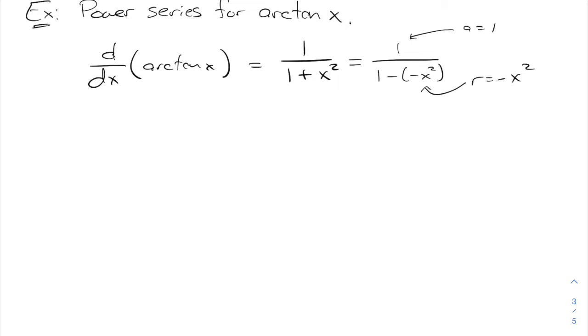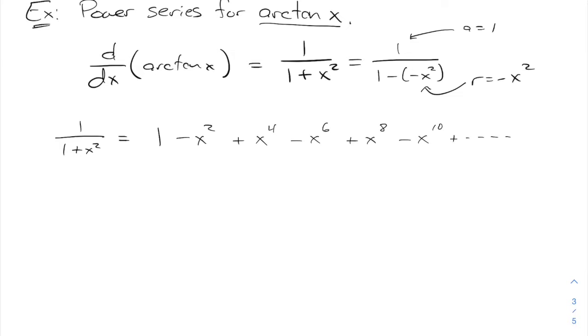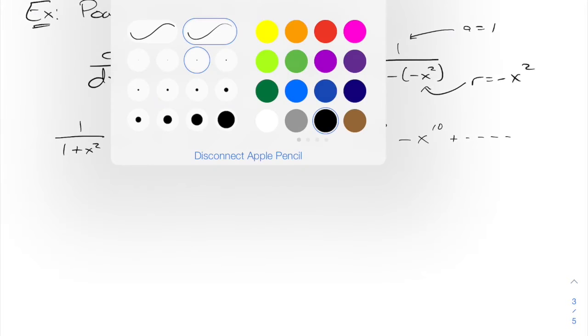So if we start writing this out as a series, 1 over 1 plus x squared is 1, and then minus x squared plus x to the 4th minus x to the 6th plus x to the 8th minus x to the 10th plus etc. I'm not going to worry about putting this into sigma notation because we need to integrate this. Reason being, the series we're after is arctan, and the series we have so far is the derivative of arctan. So what we need to do is integrate both sides of this thing.